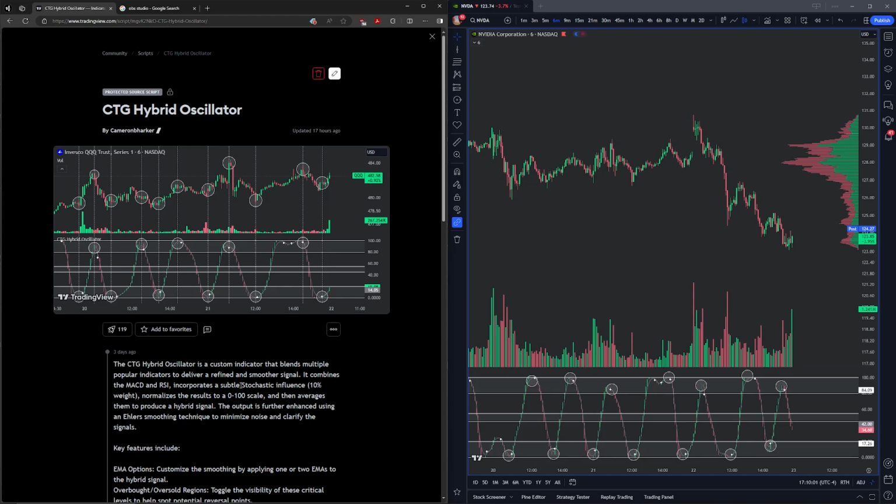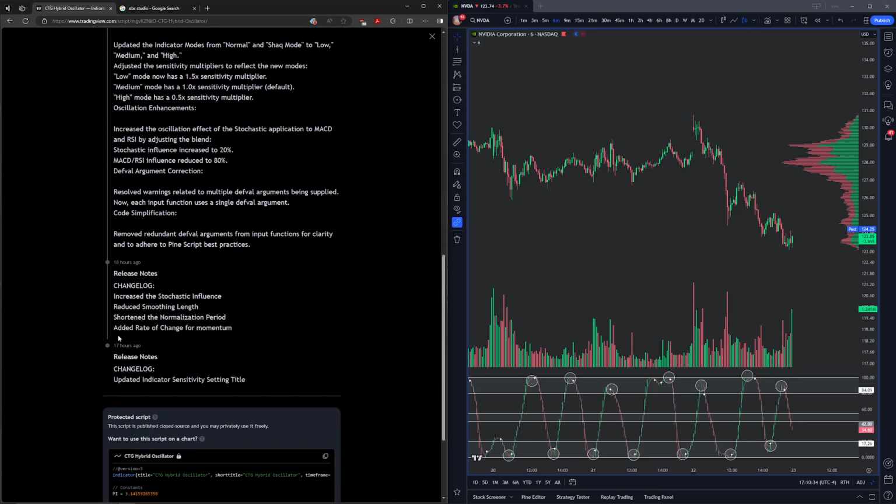The way that it does that is it uses a blend of MACD, RSI, and Stoch, and it takes those values, puts them all together, and normalizes it to a scale of 0 to 100, which, in my eyes, is kind of a percentage or a rating, depending on how you look at it. And I take that number and then I smooth it down with Ehlers. And then recently I've also added rate of change, and I shortened the normalization period a little bit.